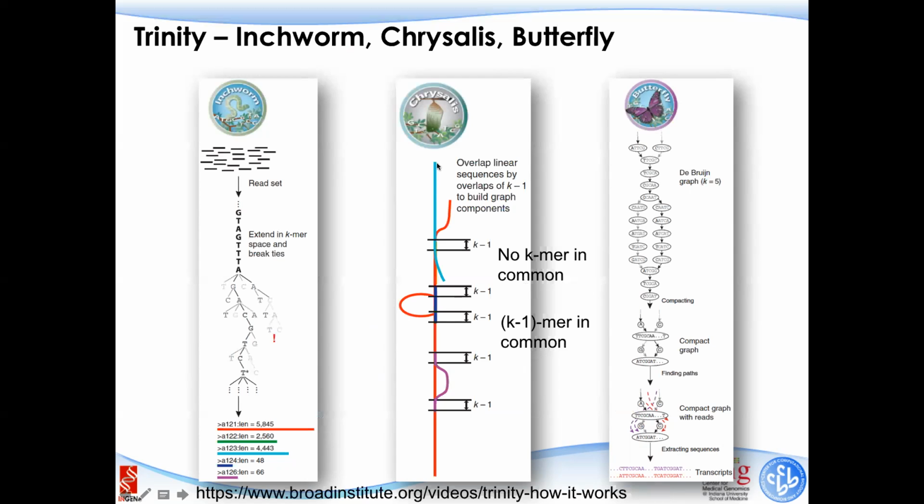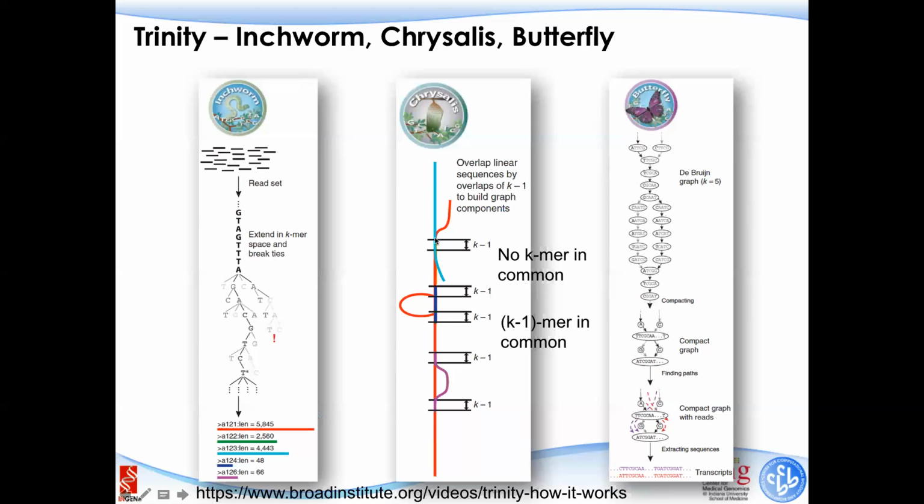And for this example, the light blue one corresponds to one isoform, and the red one corresponds to the second one, and there's a blue one and also a pink one. Because we use k-mers to build the graph, there is no k-mer in common between these two.